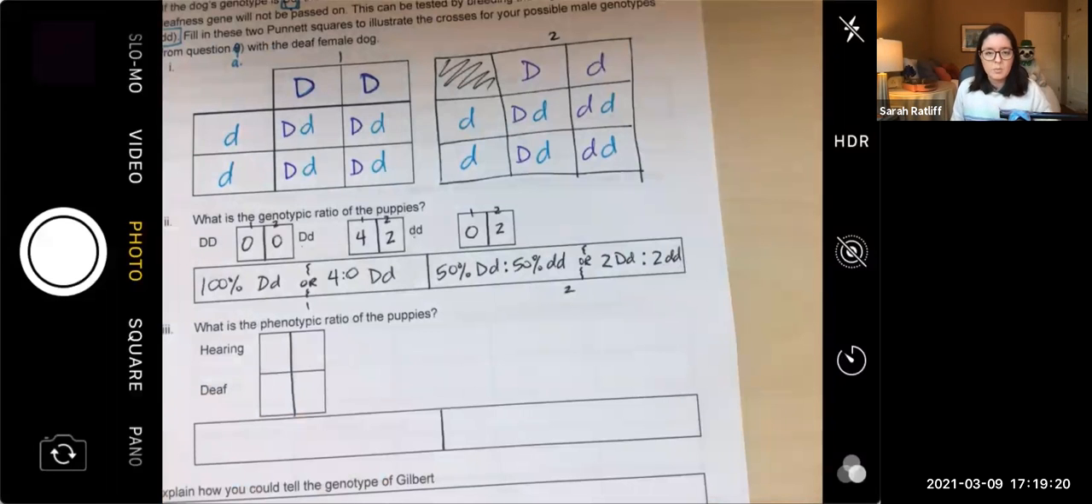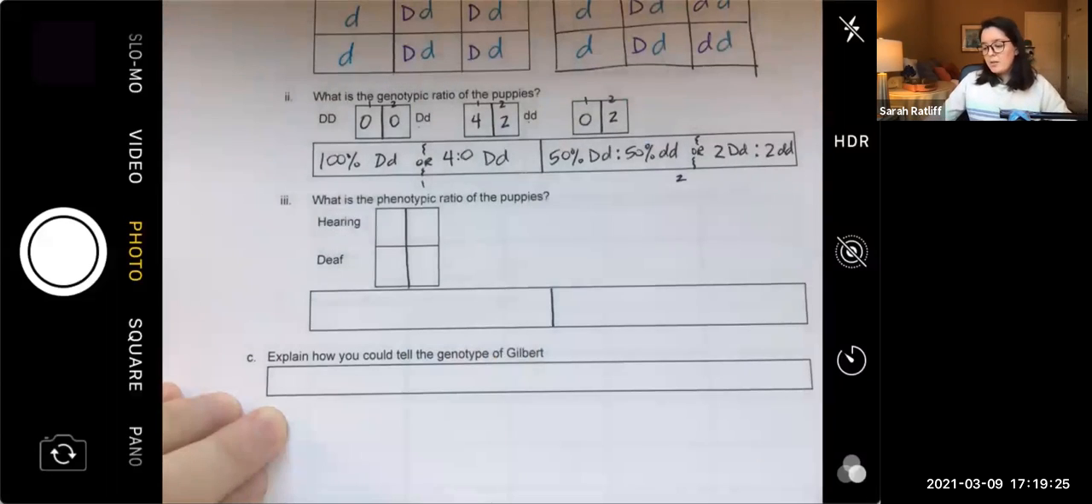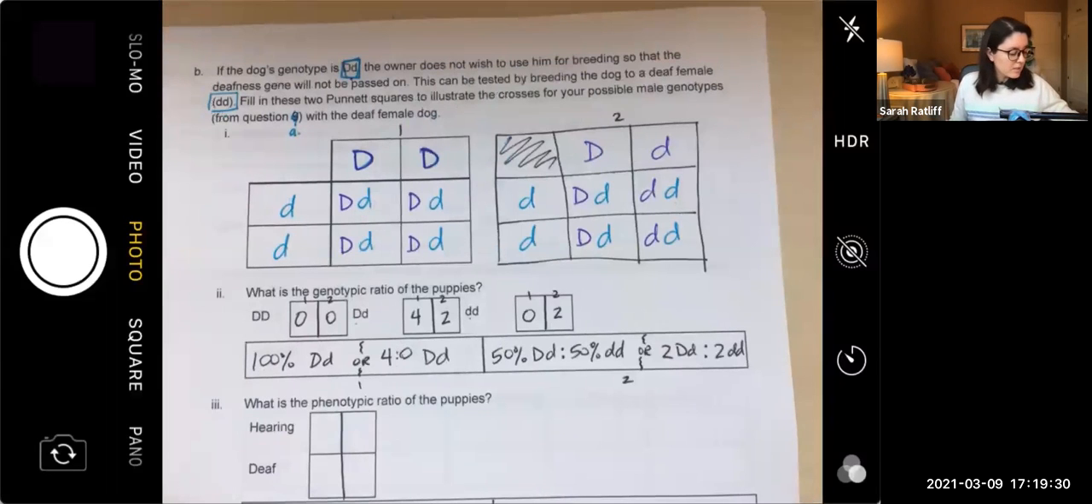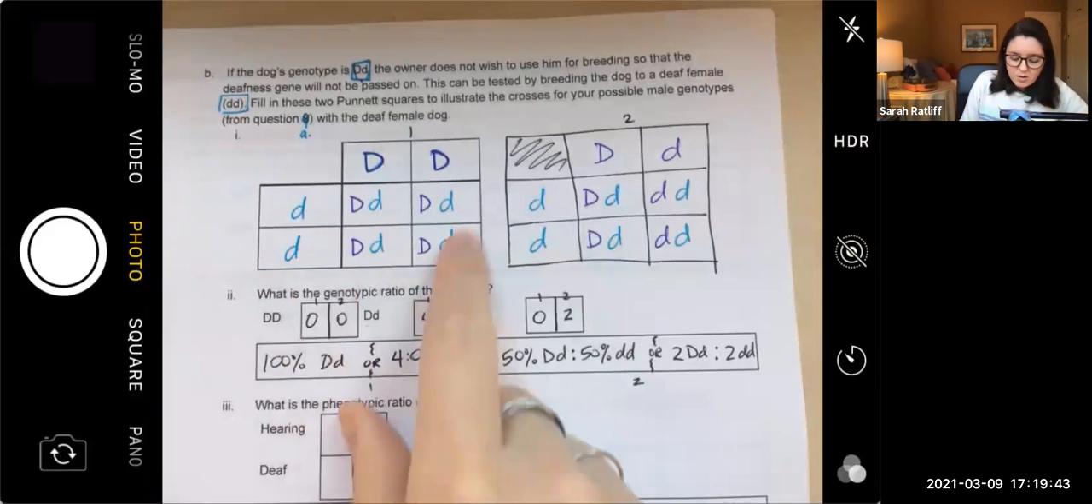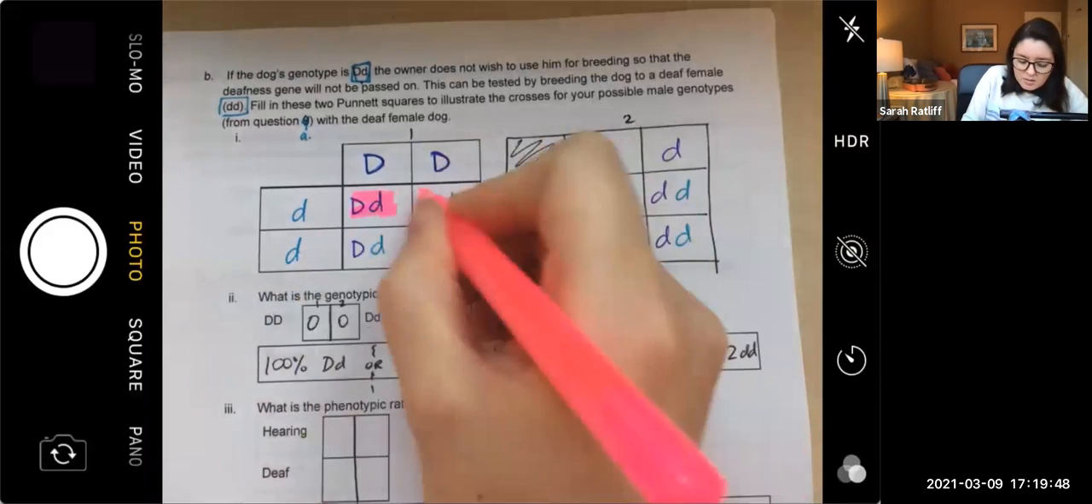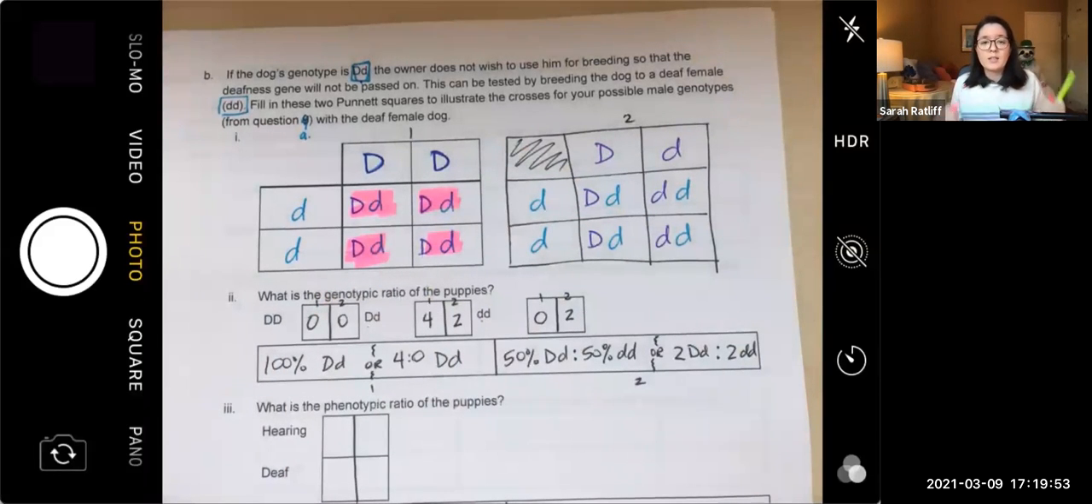All right, moving on. What is the phenotypic ratio of our puppies? Okie doke, let's get out our highlighters one more time so we can visualize here. This time I'll do pink and yellow. I like yellow. All right. So for this one, all of them are going to be heterozygous. Great. They're all this phenotype. They're going to display that dominant trait because there's at least one dominant allele.